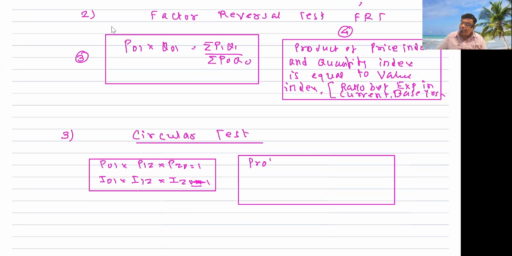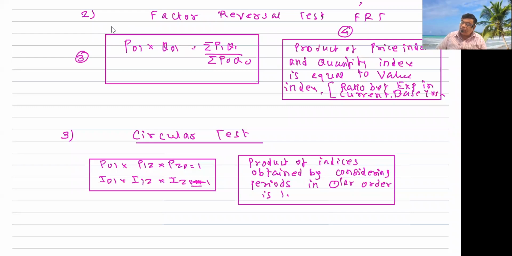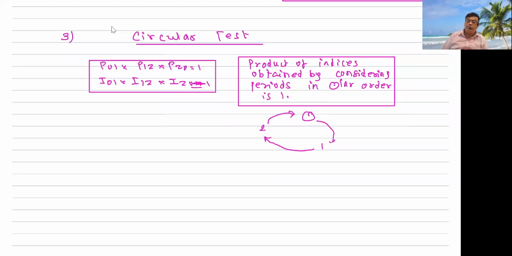Product of indices obtained by considering the periods in circular order is 1. आता ये सर्क्युलर ऑर्डर मतलब क्या? 0 बेस 1 करंट, 1 बेस 2 करंट and back 2 base 0 current.